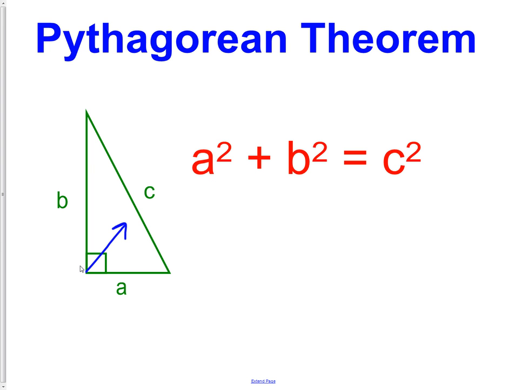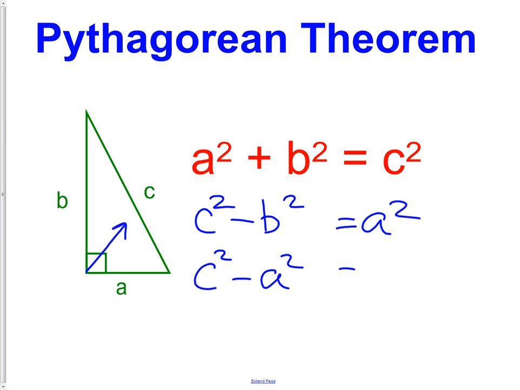Now this formula can be written in other forms. We could write c squared minus b squared equals a squared. Or we could write c squared minus a squared equals b squared. All of those actually are the Pythagorean Theorem. They're just written in a little bit different form.